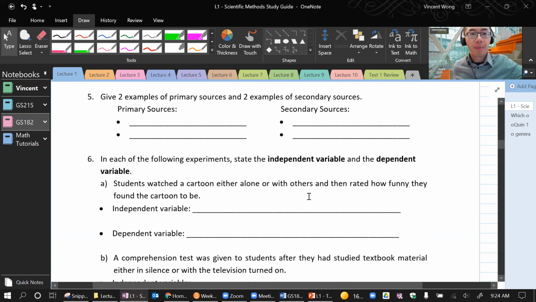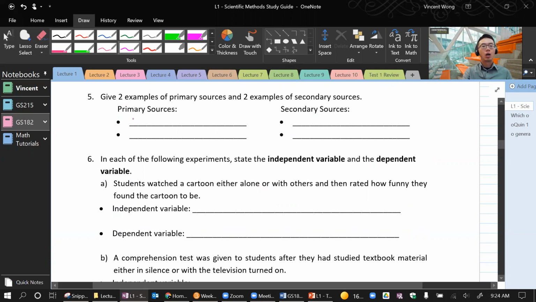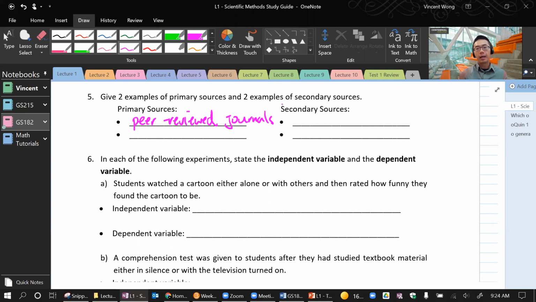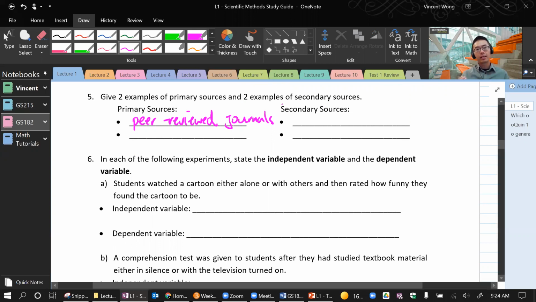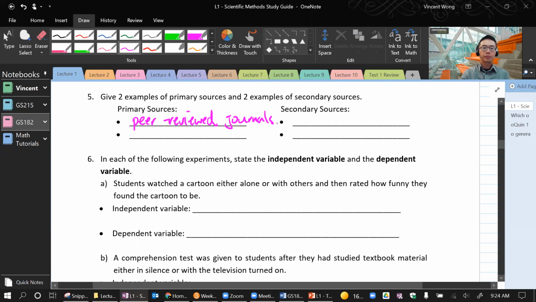Give 2 examples of primary sources and 2 examples of secondary sources. So primary sources are peer review journals, right? Okay, so when people submit their research, they are going to be looked at by other experts in the field, and then they make recommendations. And then if you meet the standard, right, of all these peers, then you would be able to publish it. Okay, so these are supposedly credible, more credible compared to something you read on a blog.